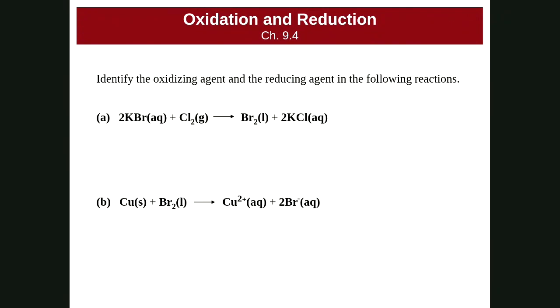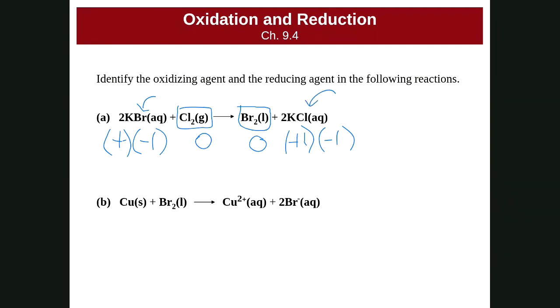We want to identify the oxidizing agent and the reducing agent in the following reactions. So we're going to do this by looking at oxidation states. All right, so potassium bromide. So potassium is +1, bromine is a halogen, and it's not with oxygen or fluorine, so it's going to be a -1. Chlorine is in chlorine gas, so it's going to be a 0. Bromine is in bromine liquid, which is the natural state of bromine, so it's going to be a 0. It's a pure element. And over here we have potassium again, which is still a +1, and chlorine, which is now a -1 because it's a halogen and it's not with oxygen or fluorine.